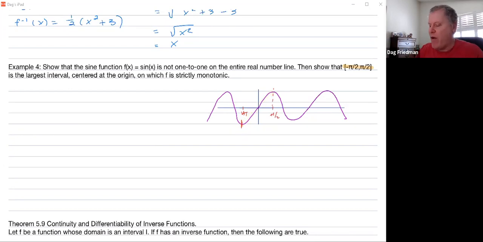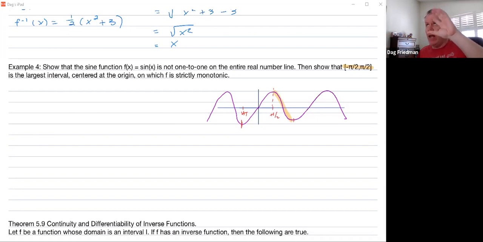Again, we could move that, right? Instead of going from negative pi over 2 to pi over 2, what if I went from pi over 2 to 3 pi over 2? Right? So to here, then I think you guys would agree this is also monotonic. It's going down forever. It's going down over that period. So it's monotonic there.